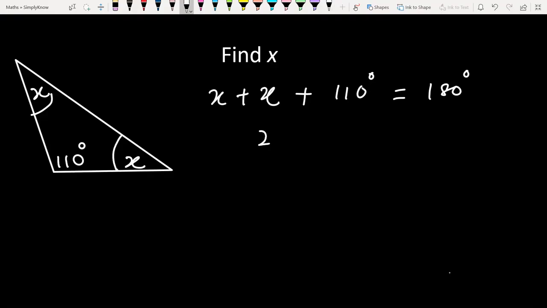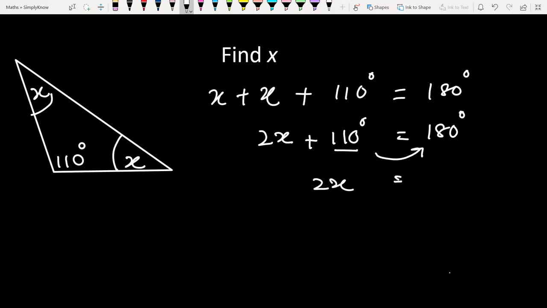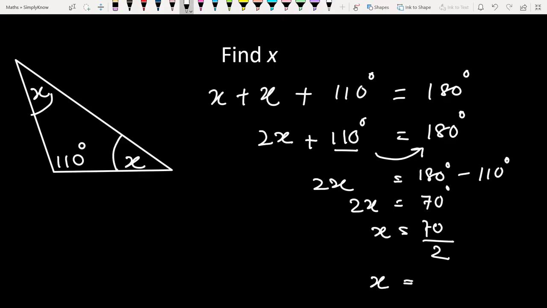X plus X is 2X. So 2X plus 110 degrees equals 180 degrees. Let's transfer this 110 to the other side. So it will become minus 110. 2X equals 180 degrees minus 110 degrees. Here you will get 70 degrees when you deduct 110 from 180. And 2X equals 70 degrees now. Now we get the value for x, which is 35 degrees. Let's move to another example.